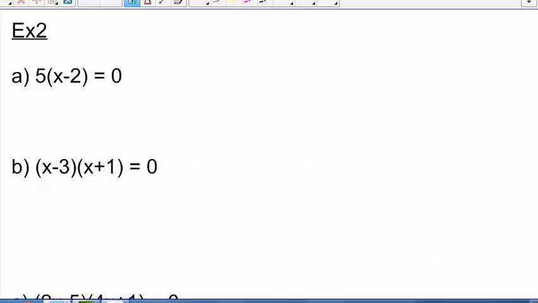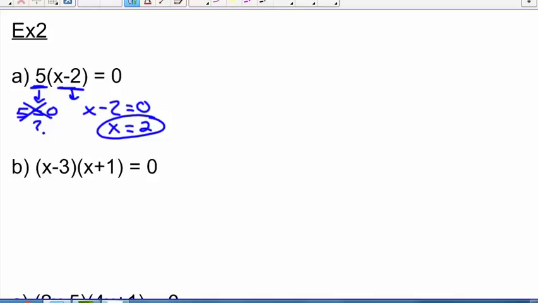So here's where we use it. In A, I have two things multiplied to be 0: 5 times x minus 2 equals 0. Now, if I look at each of these, is there any way to make 5 equal to 0? No. So I don't get anything out of that. But if I look at this, is there any number that I could put in for x that'll make that part 0? Well, I solve it. x minus 2 equals 0, so x equals 2. If I put in a 2, that would solve that equation.